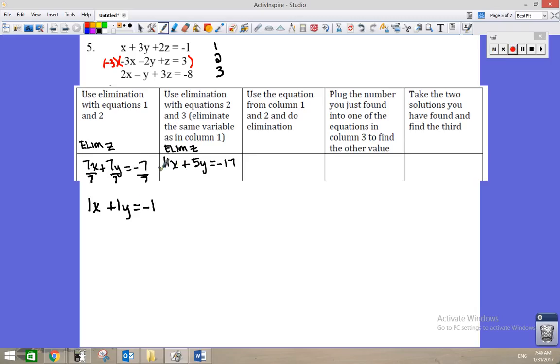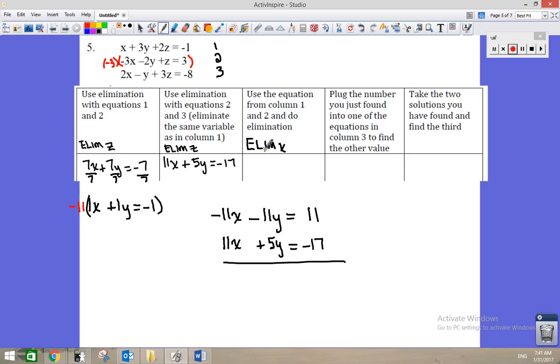It doesn't matter because we have coefficients of 1 here. So let's eliminate the x. So since this is 1x, I need it to be a negative 11x. So I'm going to multiply everything here by negative 11. So when I do that, I get negative 11x minus 11y is equal to positive 11. When I copy down the equation from the second column, I have 11x plus 5y is equal. The x's are eliminated, which is what I wanted.